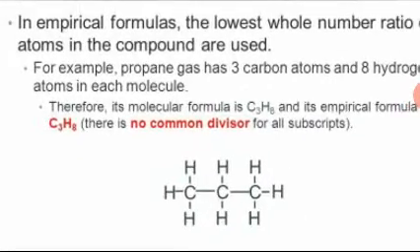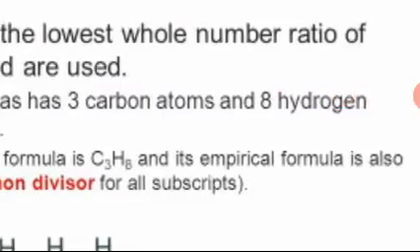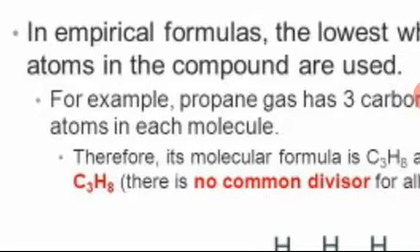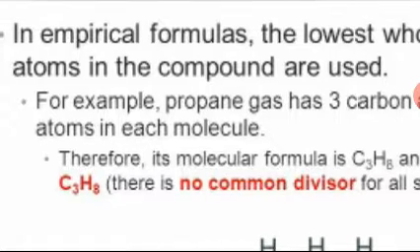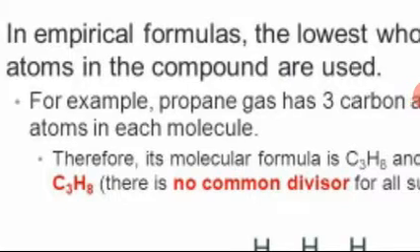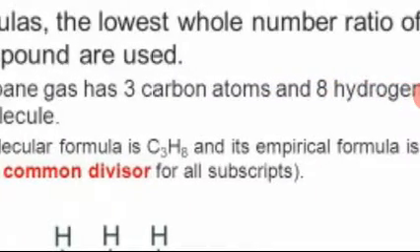In empirical formulas, the lowest whole number ratio of atoms in the compound is used. Lowest whole number ratio. For example, propane. It is an organic compound. It has formula C3H8. You are watching at the bottom. C3H8, it is the formula of propane, organic compound. It has 3 carbon atoms and 8 hydrogen atoms.